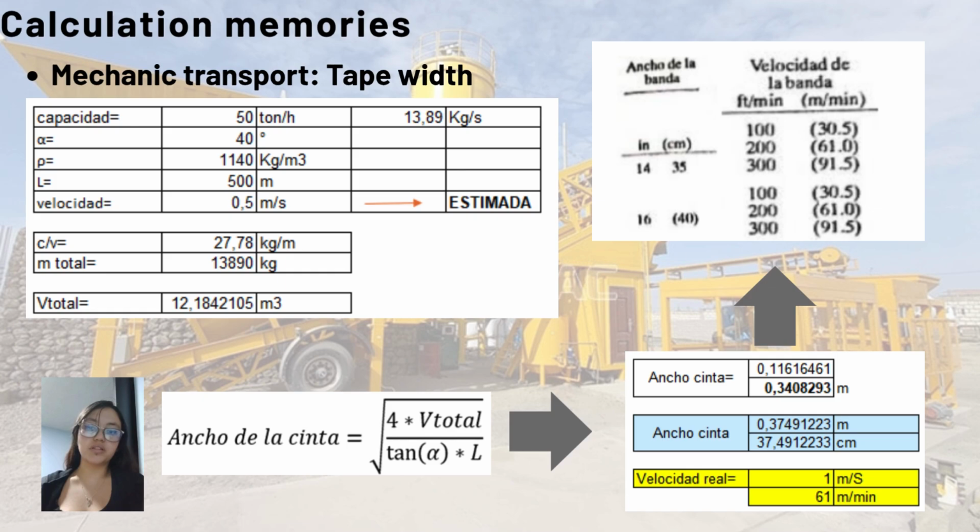After that, using this width, we check the reference table for recommended belt speed and selected a final operating speed of 1 meter per second, which ensures a stable flow without spills.